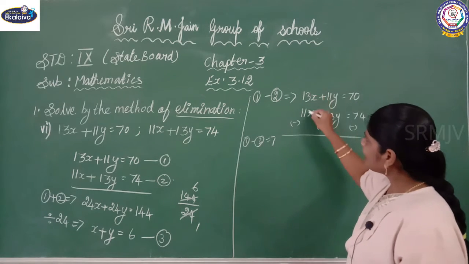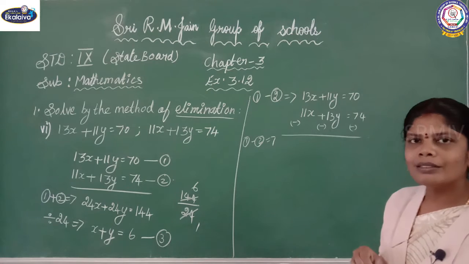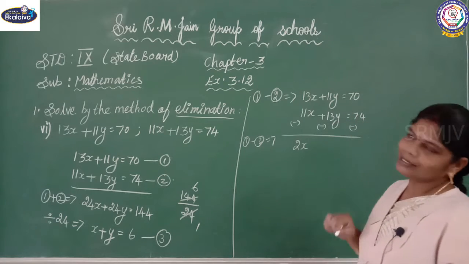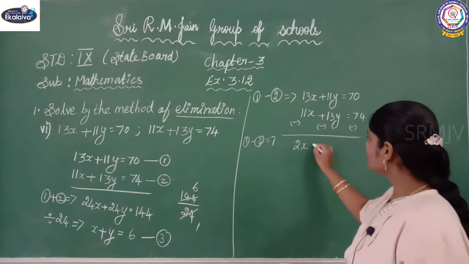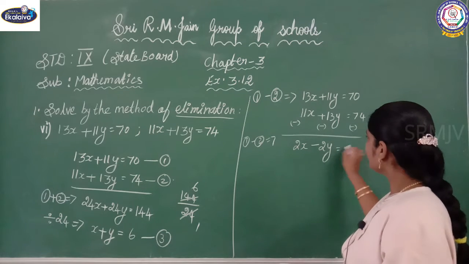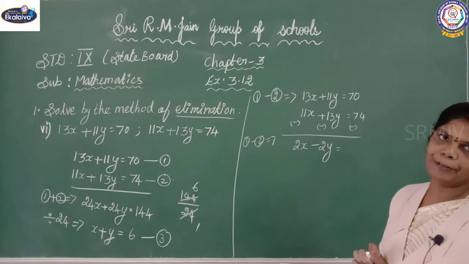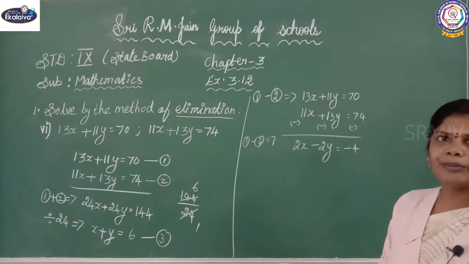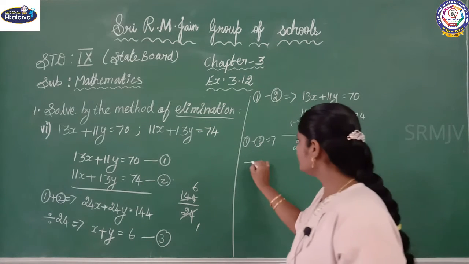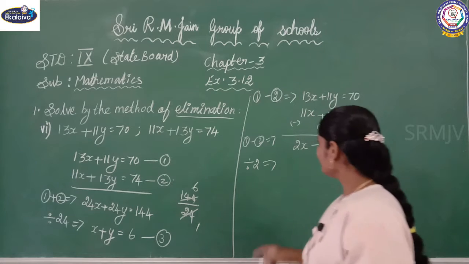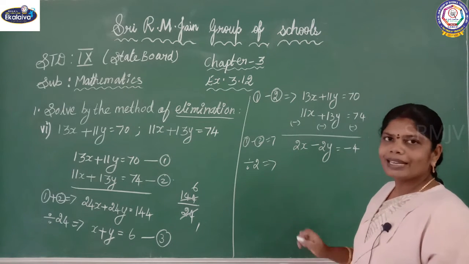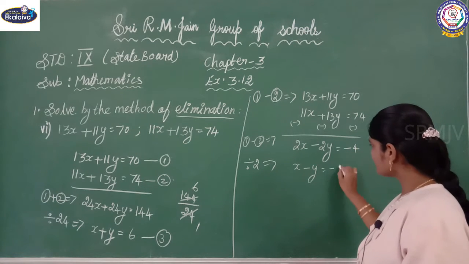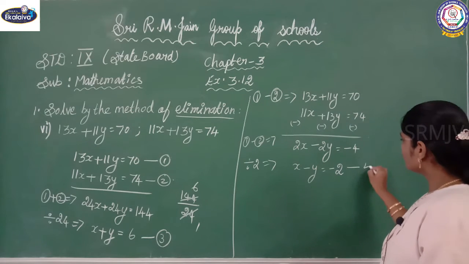So 13 minus 11, what will you get, children? 2. So here x becomes 2x. Here 11 minus 13, so minus 2, and the variable is y. So minus 2y equal to 70 minus 74, so you will get minus 4. Now see here, these are multiples of 2, so I am going to divide by 2. 2x by 2 you will get x, minus y, equal to minus 4 by 2, 2 twos are 4, so minus 2. This is the fourth equation.